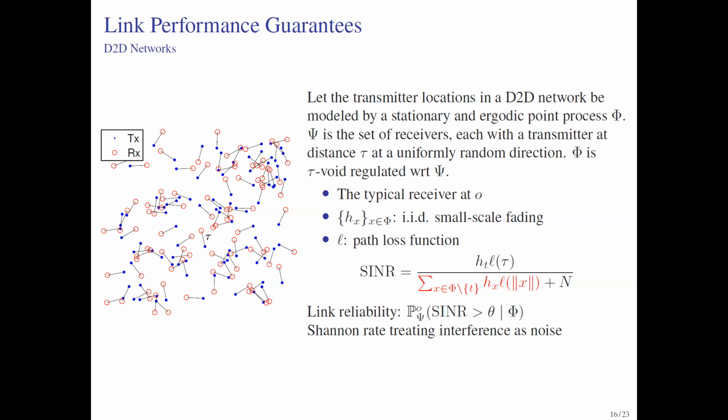We're interested in this quantity called link reliability, which is when we fix the geometry. For instance, we fix the entire realization of the point process, and we look at the point receiver at the origin. We ask, what is the chance that under small scale fading, this link achieves a success probability with respect to some transmission threshold theta?